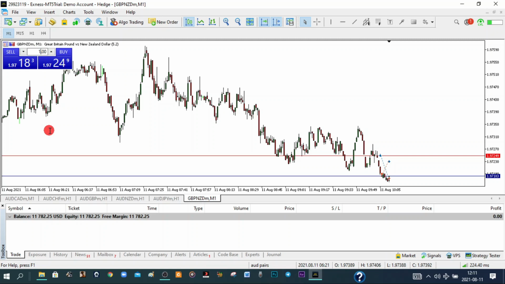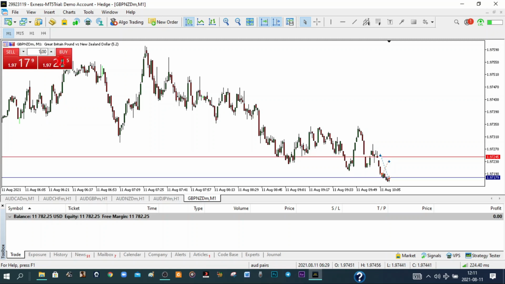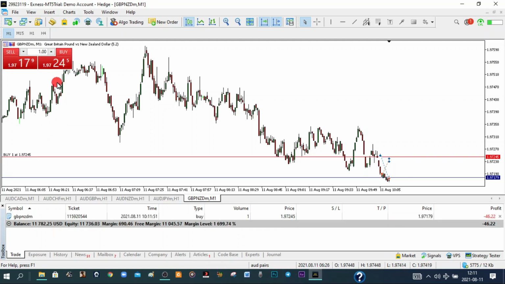But this is less than 100,000 US dollars. But if I put one lot size and I place buy, I will be able to buy it. Why am I able to buy one standard lot when my account is less than 100,000 US dollars? Now, this is due to what we call leverage. If you are following along, then you know what I mean by leverage. Let me type that for you. This is due to what we call leverage.